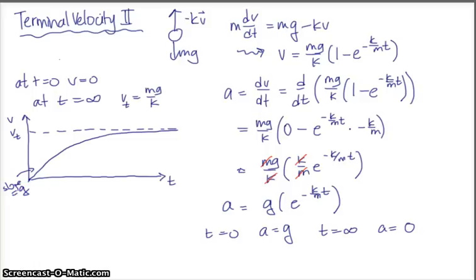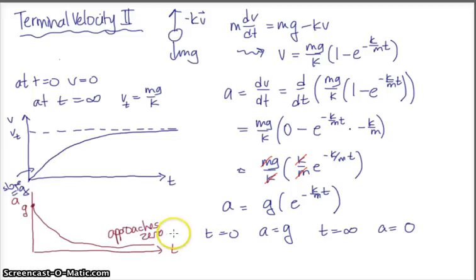So I'll choose a different color here to draw the acceleration graph. Time axis, acceleration axis. It starts out at a finite value g and then decreases. Oh, that's not such a good asymptote, but you get the idea. It's asymptotic to 0. We'll put that here. Approaches 0.